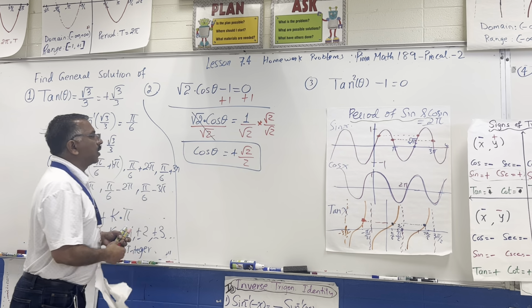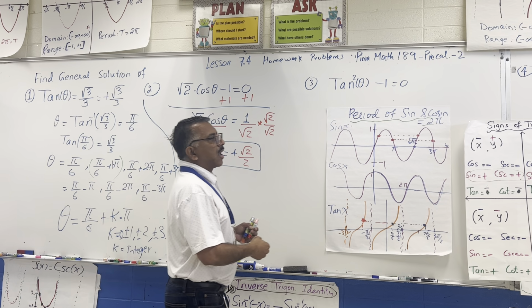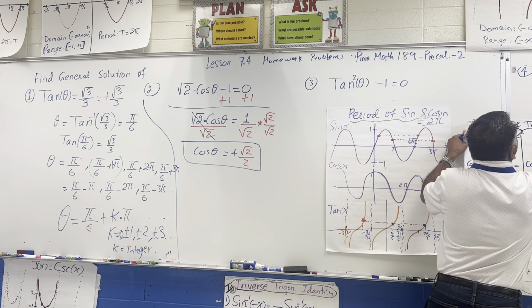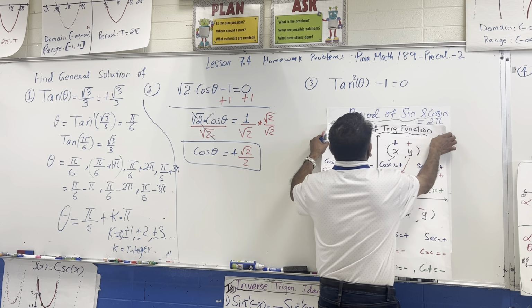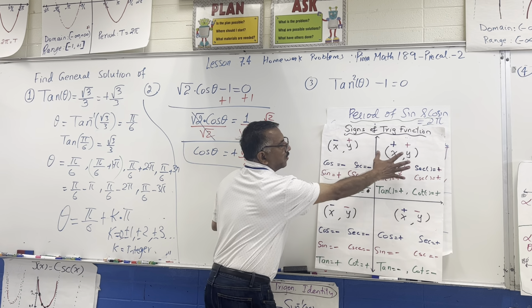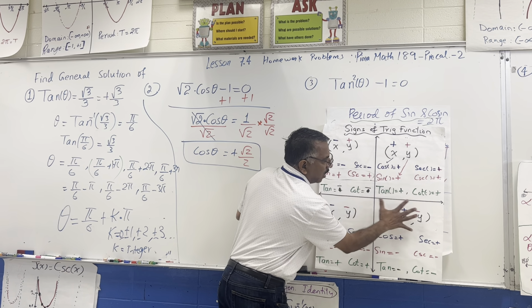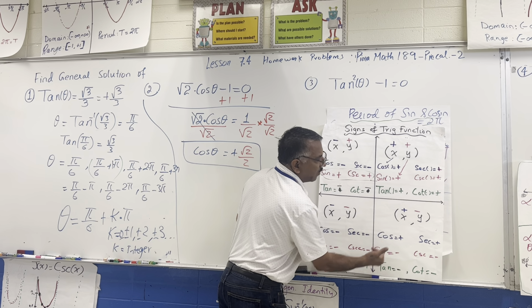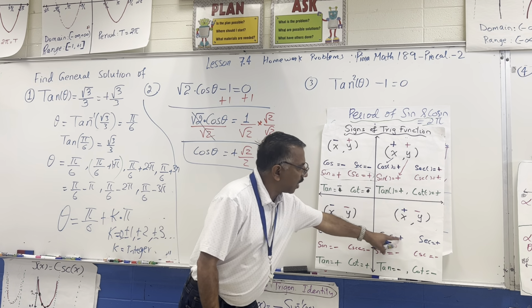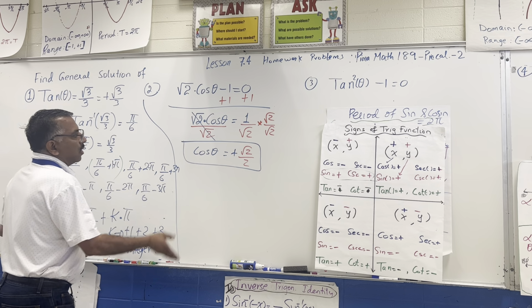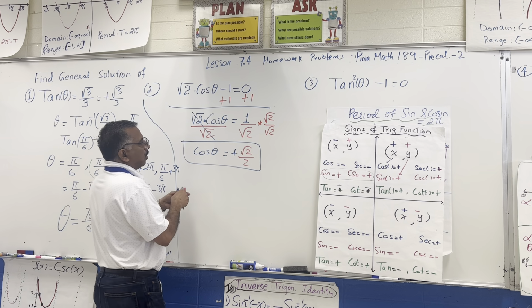Okay, so if you see this, which quadrant is cosine positive? Cosine, by definition, is x, so you can clearly see cosine is positive in the first quadrant. Here also there's x, which by definition is cosine. So cosine is positive in the first quadrant and the fourth quadrant. So I'm going to draw two things here.